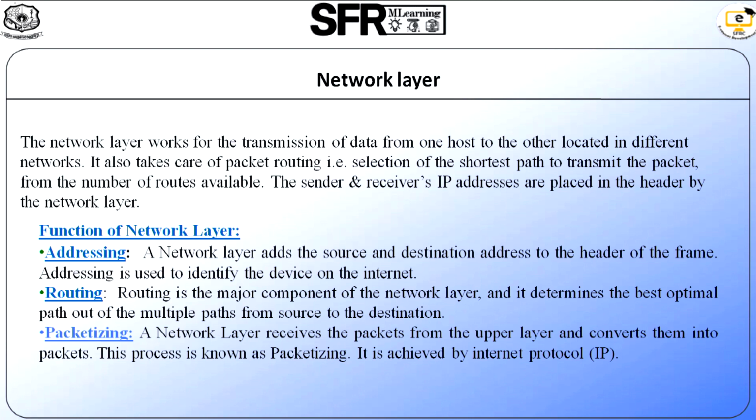And routing just transfers the data along the optimal path. That means it identifies the best path, and only then sends the data along its route. And packet sizing: in the network layer, each piece of data is converted into packets, then sent to the next layer, that means the data link layer. So this process is known as packet sizing.